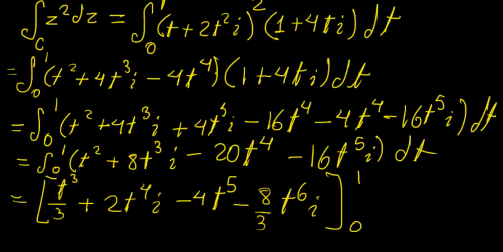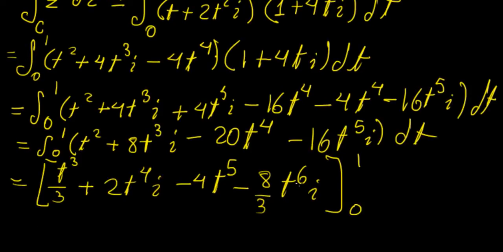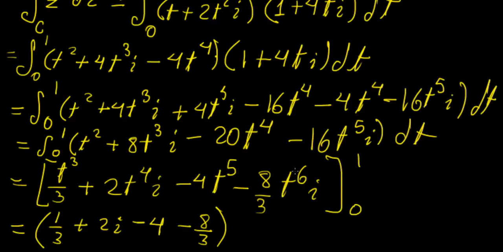And hopefully you can see that this is going to turn out very nicely, because that 1 is just going to make the expression rather easy to calculate directly. So this is going to be what? This is going to be 1 on 3 plus 2i minus 4 times 1, so that's minus 4, and then minus 8 on 3 i. Then minus the value at 0, which is just going to cancel out.